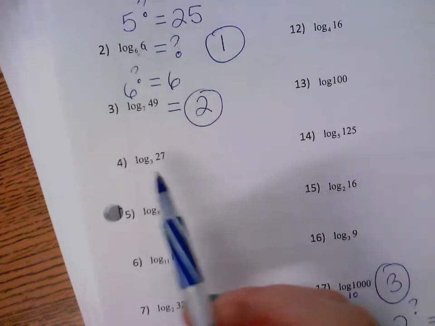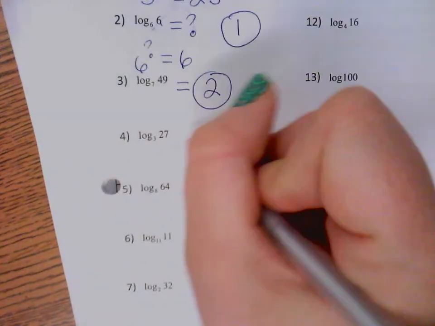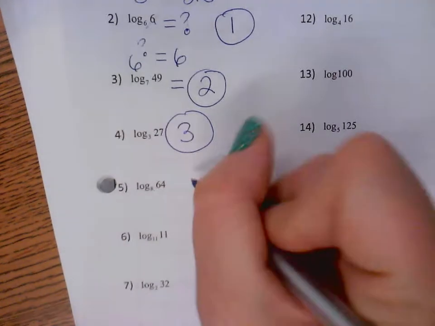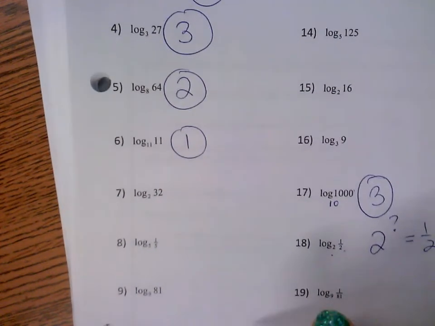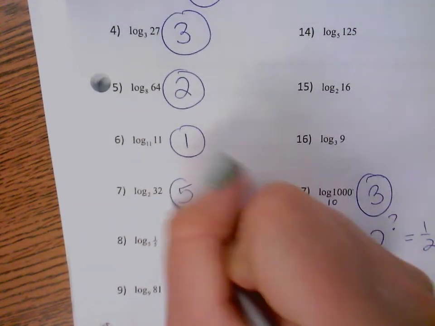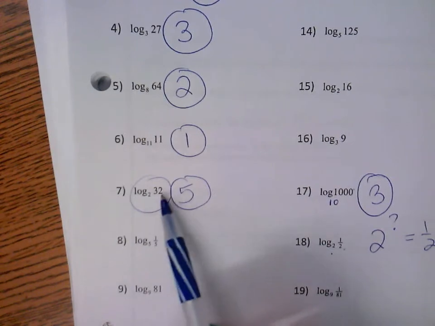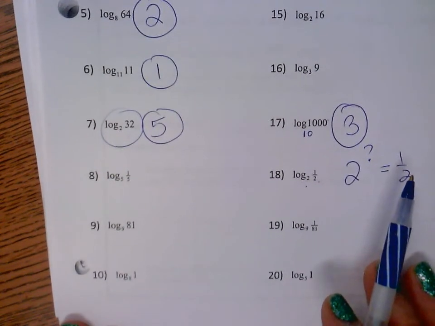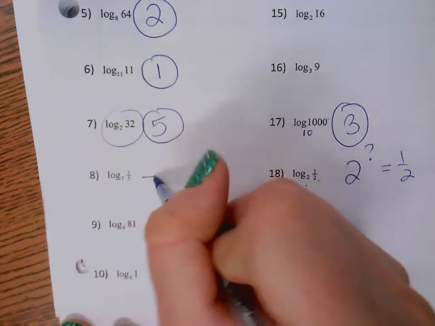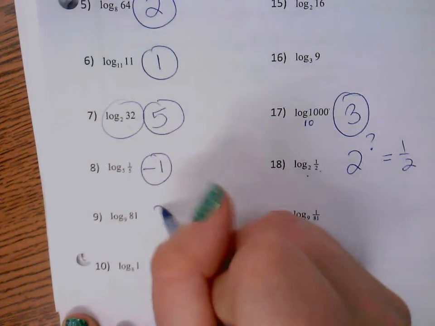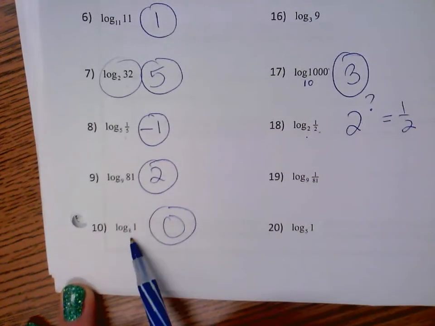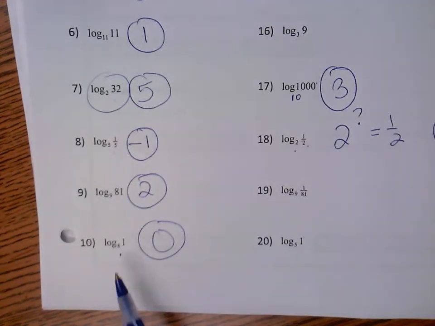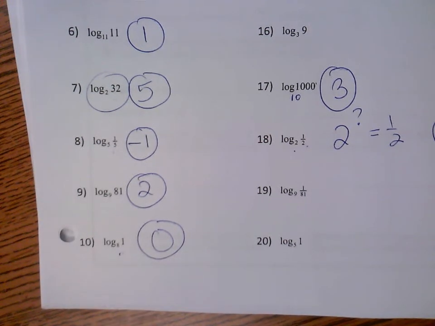Let's see, number 4, 3 cubed is 27. 8 squared is 64. 11 to the first is 11. 2 to the fifth is 32. Maybe you're starting to know that power of 2. We don't use it often. This would be a reciprocal, so the negative first power. 9 squared is 81. 8 to the 0 power is 1. So remember I said you're going to keep seeing that anything to the 0 power is 1. So there's another example of when we needed it to solve a log.